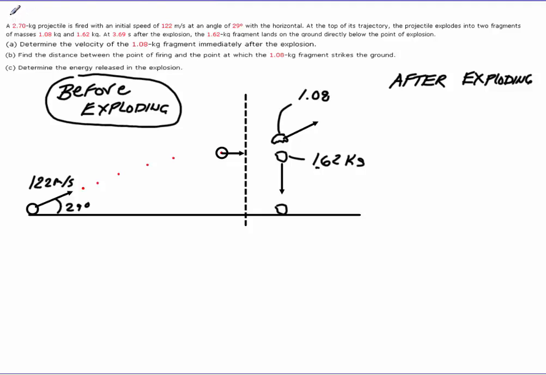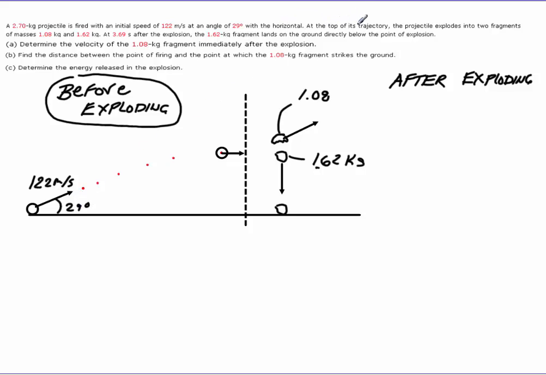This is Dr. Holt. In this problem, I have a 2.7 kilogram projectile. It's going to be fired with an initial speed of 122 meters a second at an angle of 29 degrees. So here's my projectile coming off the ground at 122 meters a second, angle 29 degrees off the horizontal.